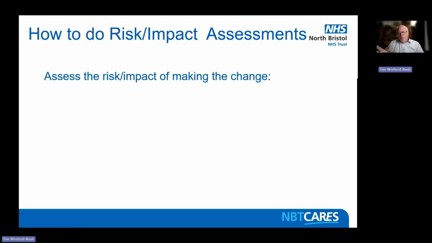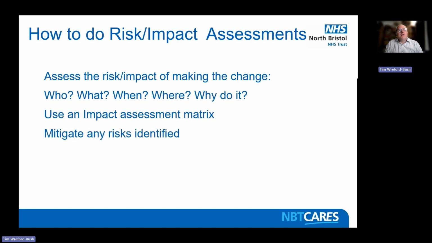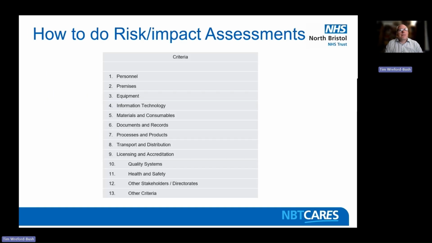This is what gets people, so it can be a little bit confusing at times, because what we have a habit of doing is running ahead of ourselves. We can see what we have to do. So what can normally happen when you do the impact and risk assessment, you start just writing down what needs to happen, but that's not how we do it. So we assess the risk impact of making the change, the who, the what, the when, the where, and why do it. Use an impact assessment matrix, and you mitigate any risks identified.